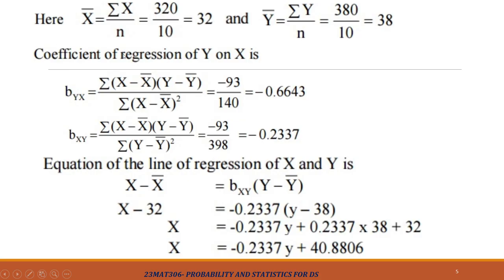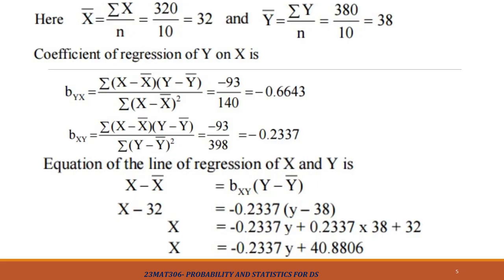Next, we have to calculate the regression coefficient byx. The formula is summation of x minus x bar into y minus y bar, whole divided by summation of x minus x bar the whole square. We already know these values. Substitute here, and we get the final answer. For the regression coefficient bxy, the formula has the same numerator, and the denominator is the summation of y minus y bar the whole square.